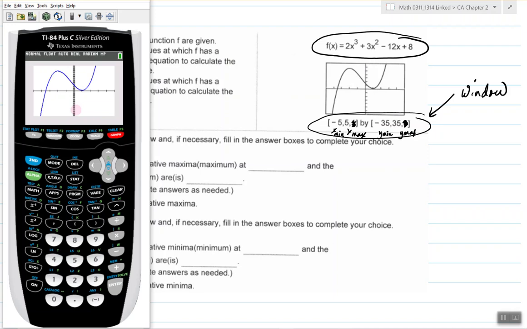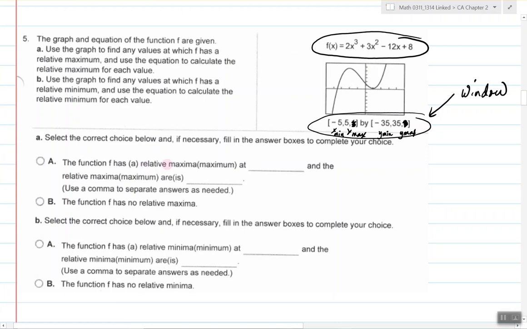All right, we're supposed to find any relative maximum. Now, a relative maximum just means top of a hill. That's all it means. Relative maximum is top of a hill. Let's see. Relative minimum, that's going to be the valley. So the relative maximum is here. The relative minimum is here.